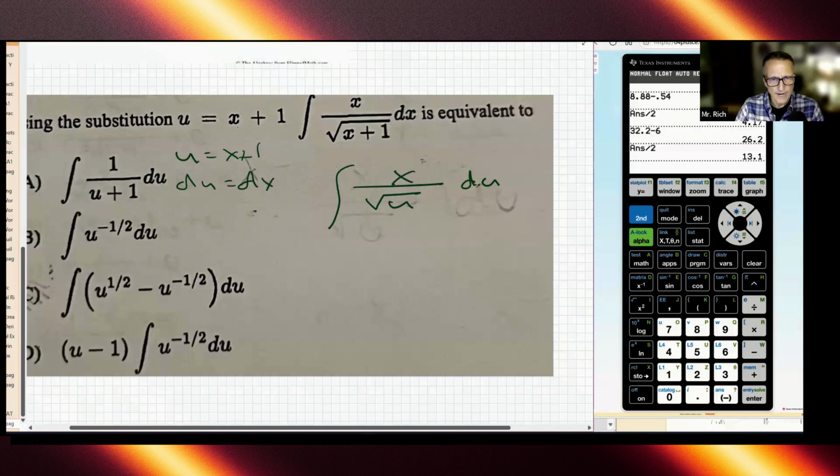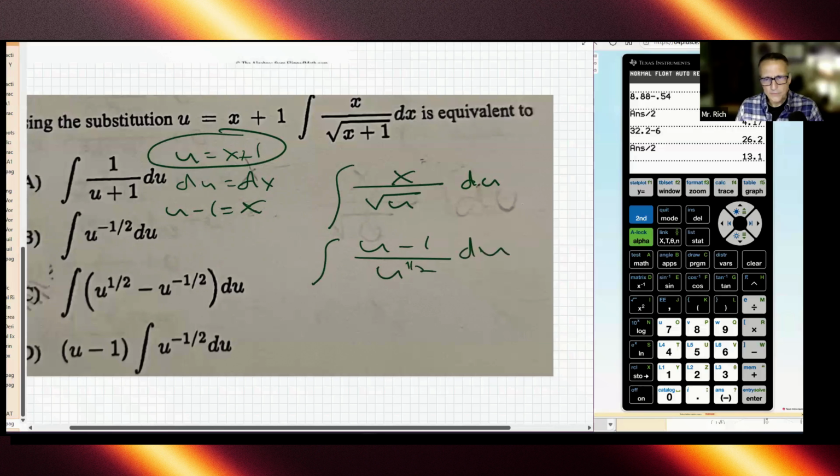But I can fix that by taking the definition of u and solving it for x, so x is u minus 1. So this now becomes the integral of u minus 1 over the square root of u, which is u to the 1/2, du. Now, that's a much better scenario for me, because I can split this up into two separate fractions. This could be u over u to the 1/2 minus 1 over u to the 1/2.